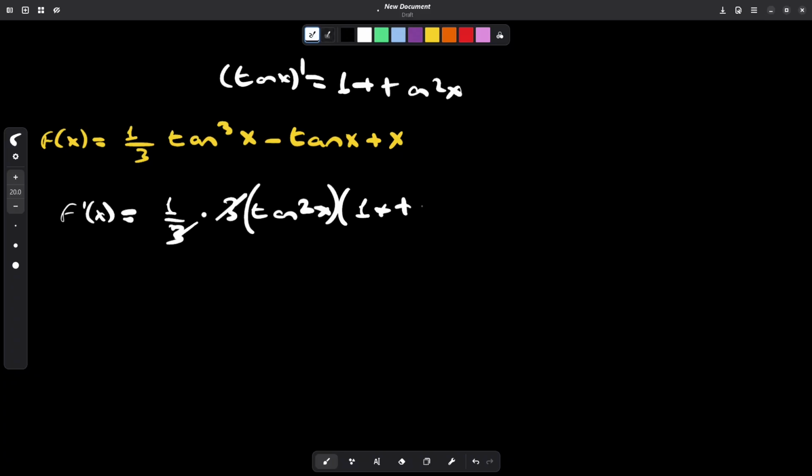I can't even speak anymore, to be honest. Minus differentiating 10x 1 plus tan squared x plus 1. Again, algebra. I will leave it to you if you want to continue, but I think even in exams, they don't want you to continue further, because the point is not doing the algebra. The point is showing that you can differentiate and apply the rules.